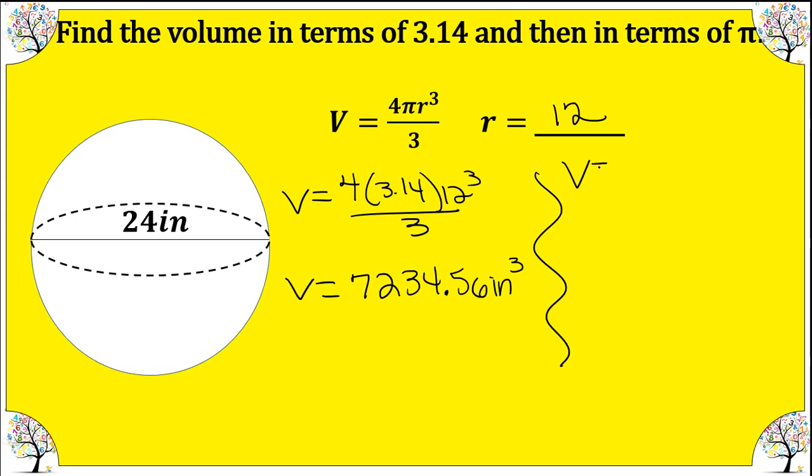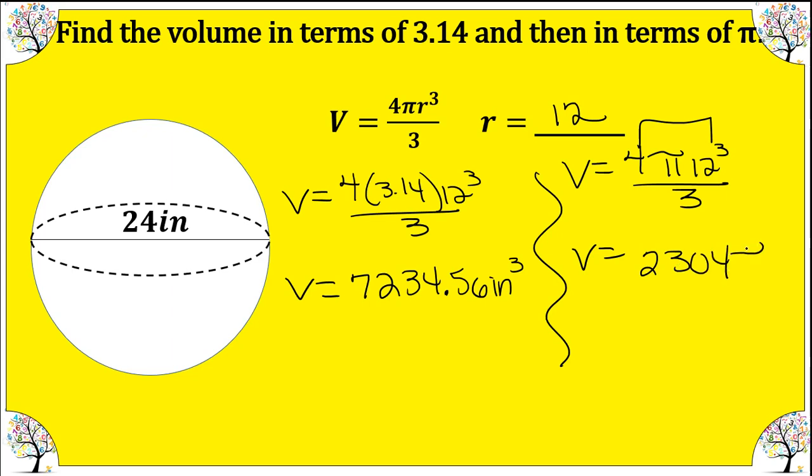Now, in terms of pi, 4 times pi times 12 cubed divided by 3. Again, we're going to multiply 4 times 12 cubed and then divide it by 3. And this gives us a coefficient of 2,304 times pi inches cubed.